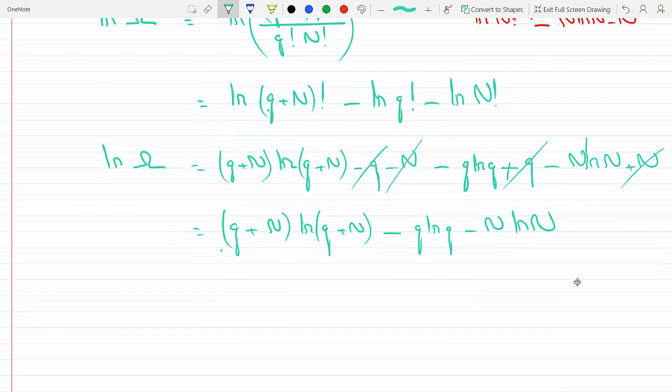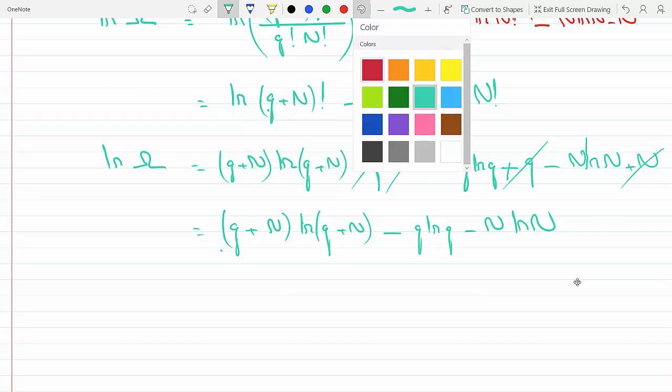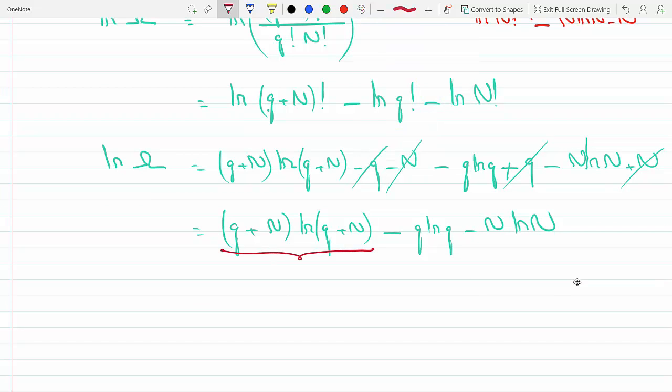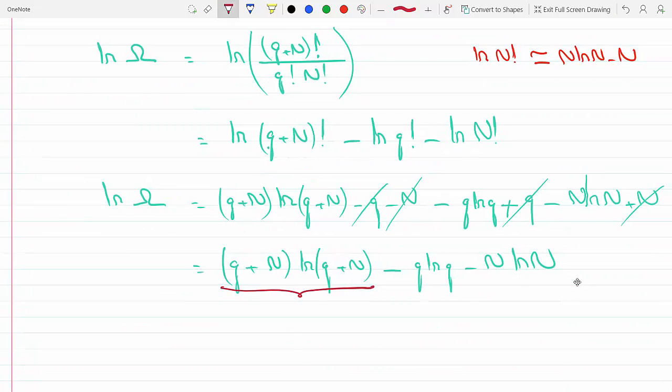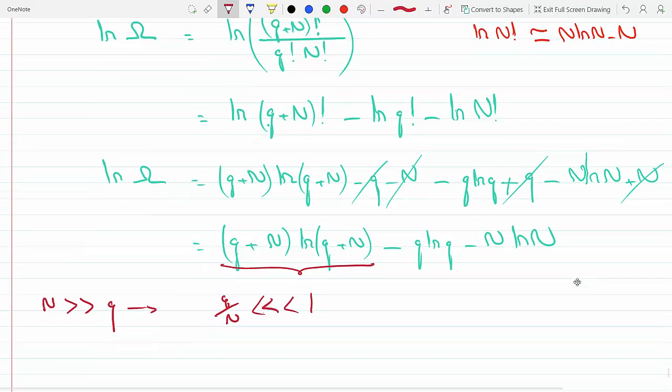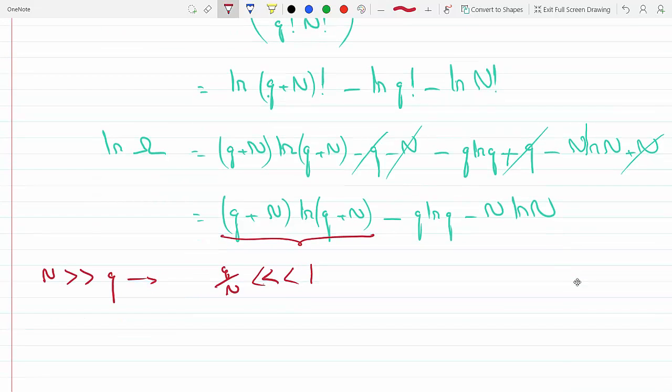Okay, now let's take this term to the side and see what we can do with it in the approximation that n is much bigger than q. Now if n is much bigger than q, that just means q over n is a lot smaller than 1, as is apparent if you divide both sides of this inequality by n.